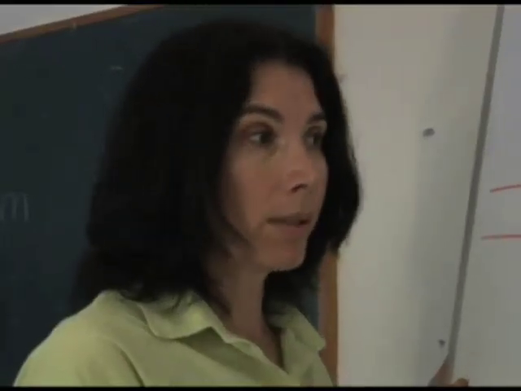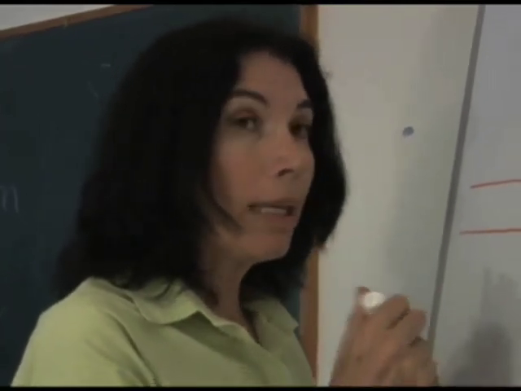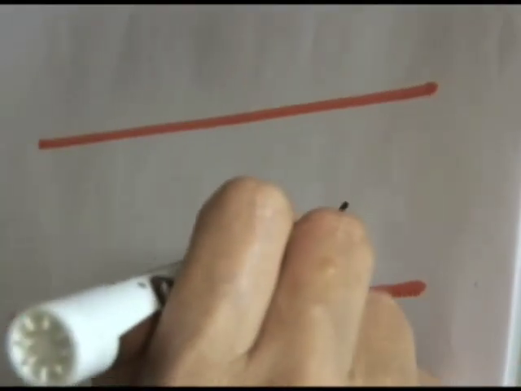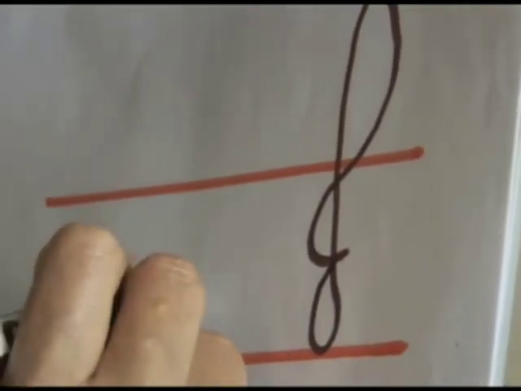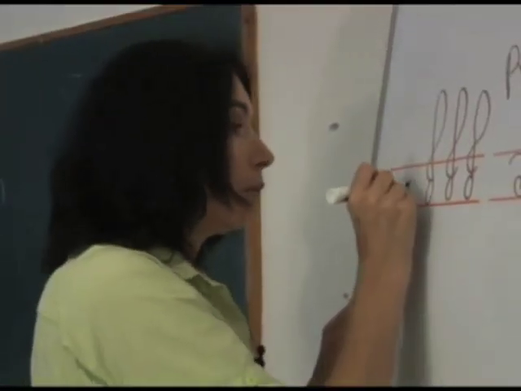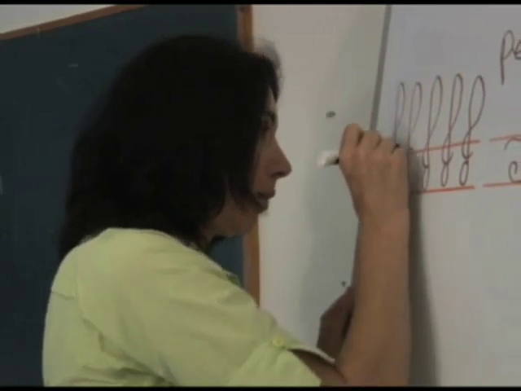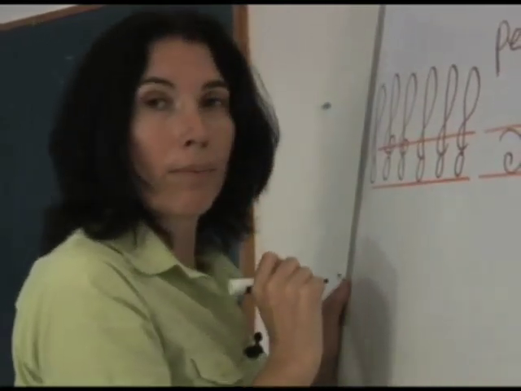When p appears at the end of the word, we write it differently. We begin writing it as if it were lamed, and then all the way down. One continuous flow. Up and all the way down. Sometimes it looks as if it were a music clef, and sometimes it's just like that, all the way down.